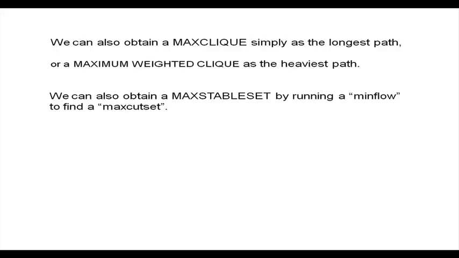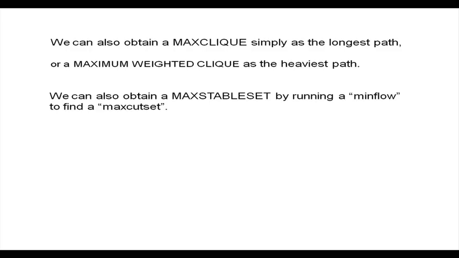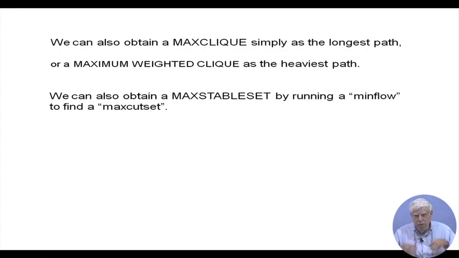We can also solve the maximum independent set or maximum stable set problem by using a min flow algorithm and finding a max cut. Now, most of you will have studied algorithms for max flow min cut. It's the same sort of dualized thing, min flow max cut. If you have a minimum flow, you can find a series of independent vertices that will be the largest that cuts the whole flow in this digraph.